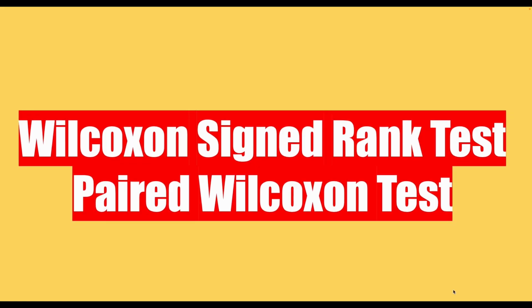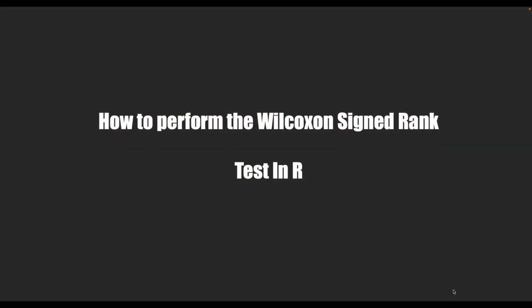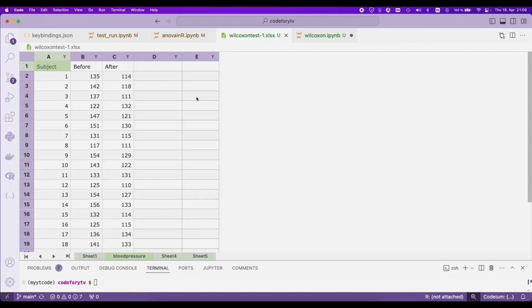Today in this video we are going to learn the Wilcoxon Signed Rank Test, the paired Wilcoxon test. How to perform the Wilcoxon Signed Rank Test in R. It's a non-parametric method appropriate for examining the median difference between two paired dependent samples. We will work with data involving measurements of systolic blood pressure before and after receiving treatment.